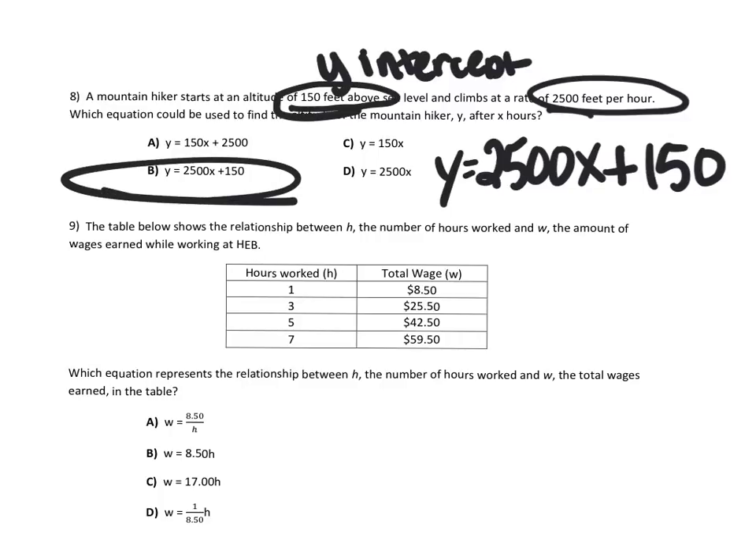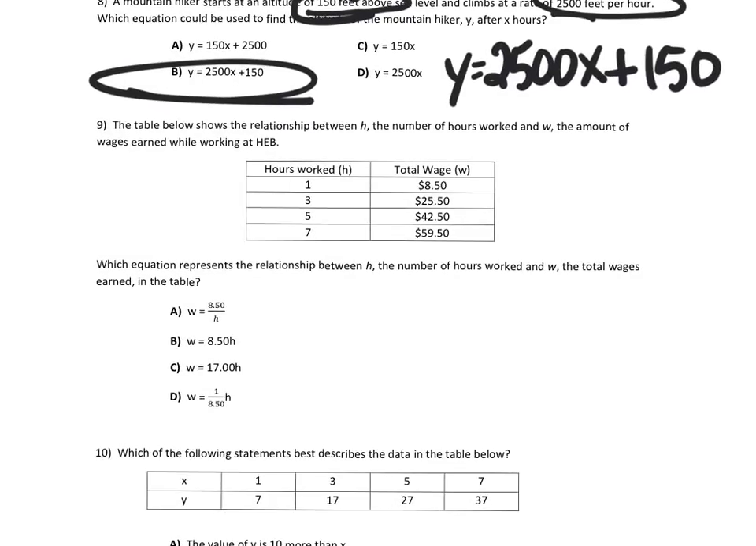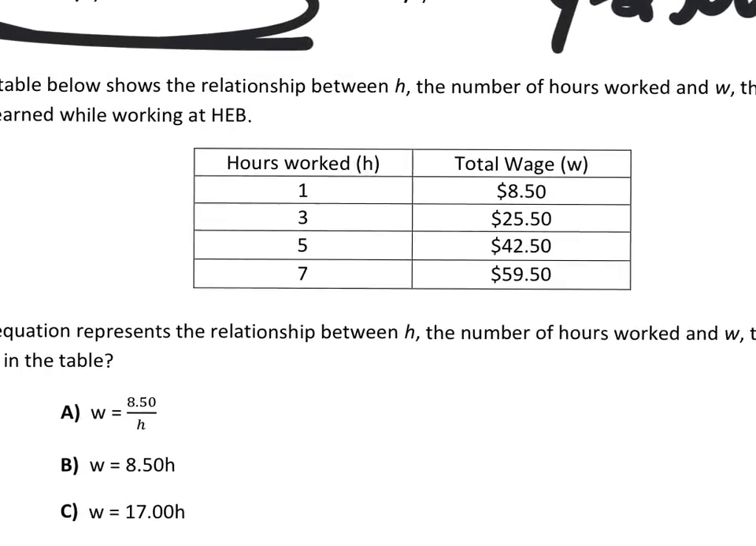Okay? Where does it start? That's your y-intercept. What are you doing per? That's your m. Okay? Number 9. The table below shows the relationship between H, the number of hours worked, and W, the amount of wages earned. Okay, look, we have a chart.